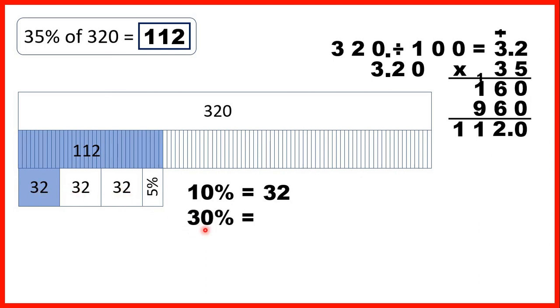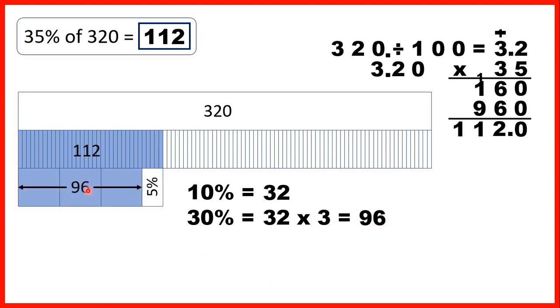Now if we want to find 30%, that's 10% 3 times. So because 10% is 32, to find 30%, we can multiply 32 by 3. That's 96. So we can show 96 on our bar model. But then we need to find 5%. Remember, 5% will be half of 10%. So to find 5%, we can divide 32 by 2. That's 16, so we can write 16 on our bar model instead of 5%.